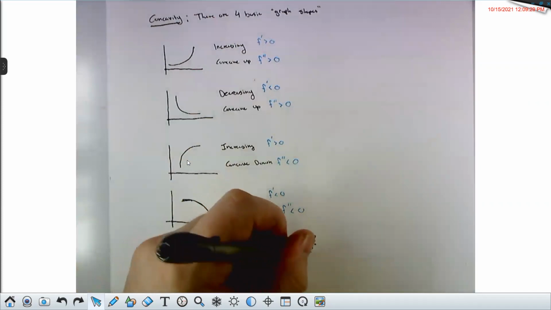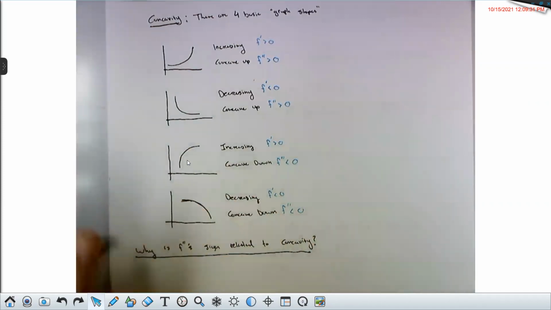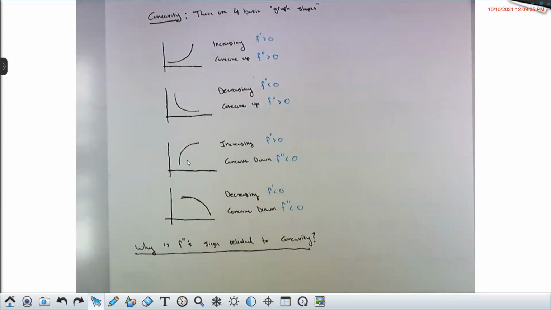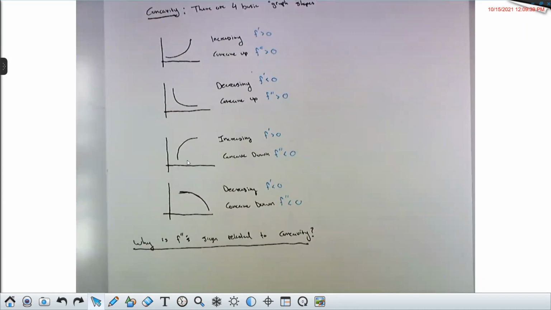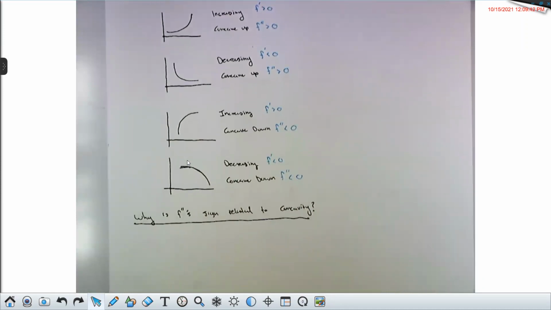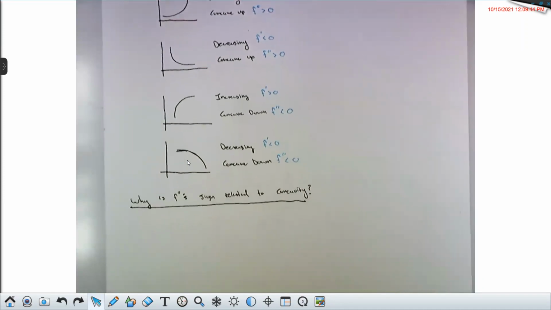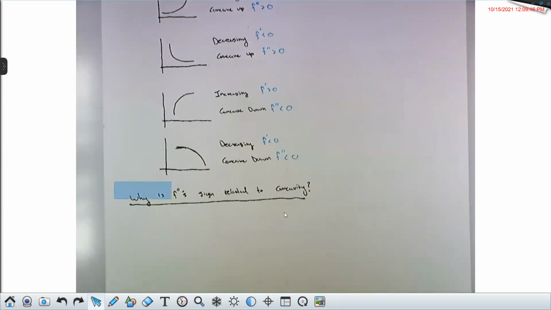I have a question. I can understand why f prime is greater than 0 or less than 0, but I cannot understand f double prime. How does it matter whether it is greater than 0 or less than 0? That's exactly what we want to look at here. So I'm just now going to answer this question.